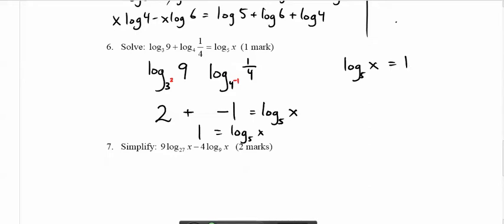So to move that logarithm to the other side of the equation, I make it the base, and it pushes the 1 up into the exponent. x is 5 to the power of 1. x is simply 5.